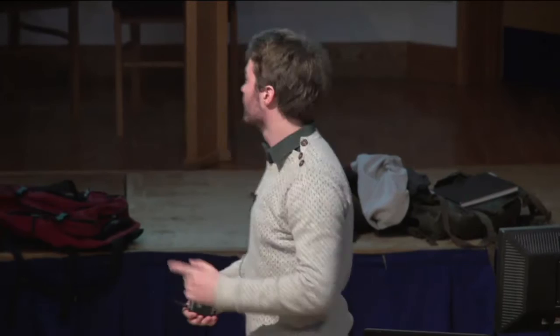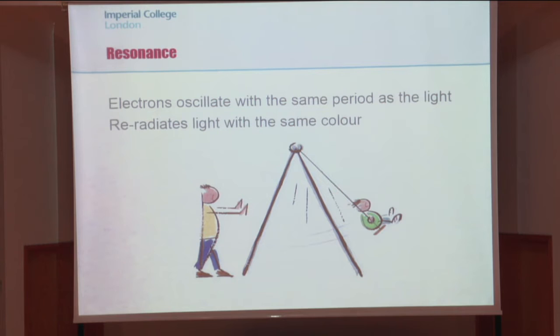When you push someone on the swing and you do it right, he's going to go further and further. He's going to swing a lot because he's in period with the person that is pushing him. I guess that makes sense. That's the idea of resonance.